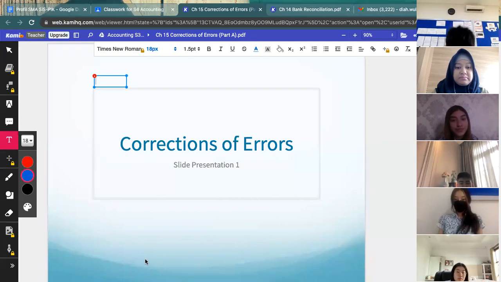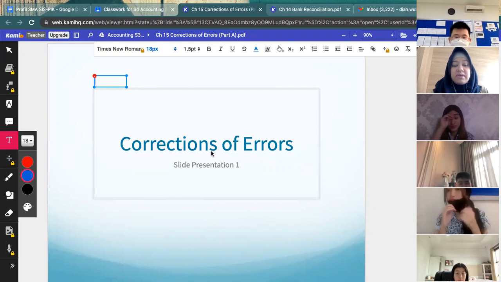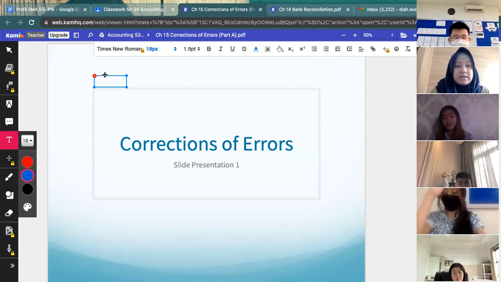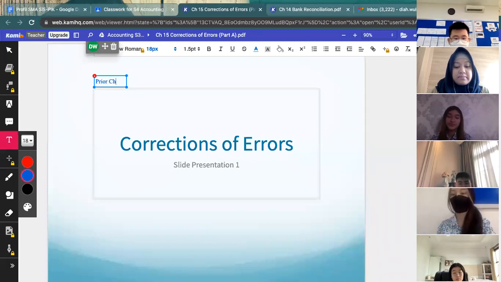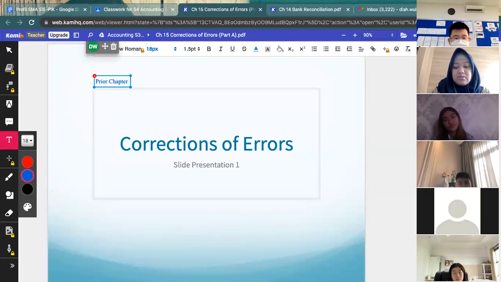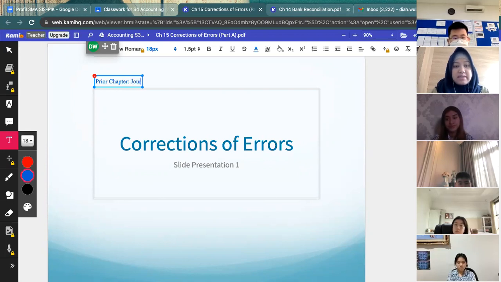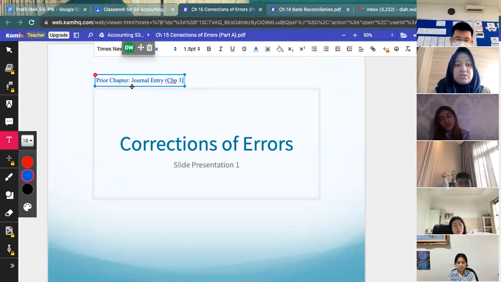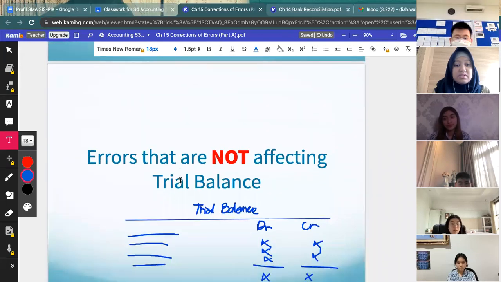Okay, once again, this is chapter 15 about corrections of error. And corrections of error have a prior chapter that you need to understand, which is journal entry. Which chapter is it? If I'm not mistaken, it's in chapter 3, yeah? About journal entry, okay? So you need to be able to understand journal entry so that you can do corrections of error, okay? Now, I'm continuing to the first slide.